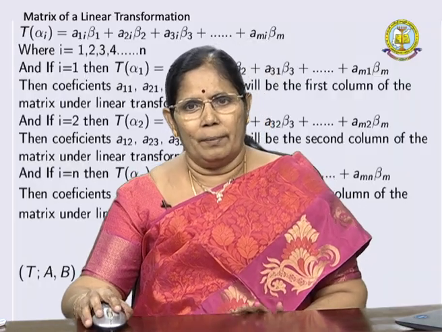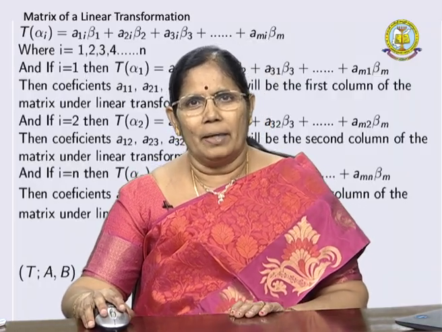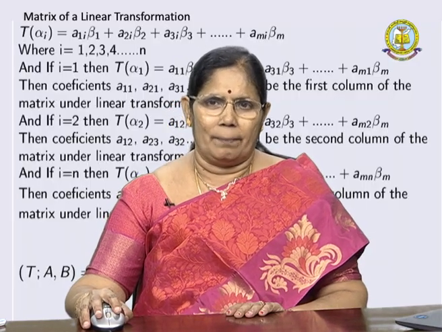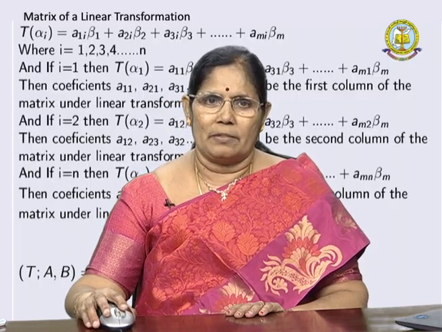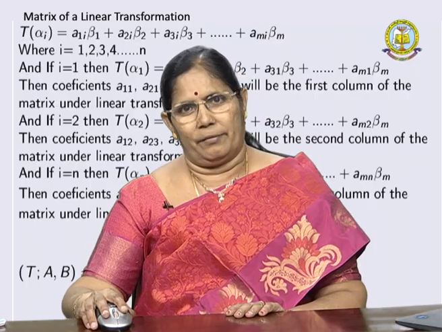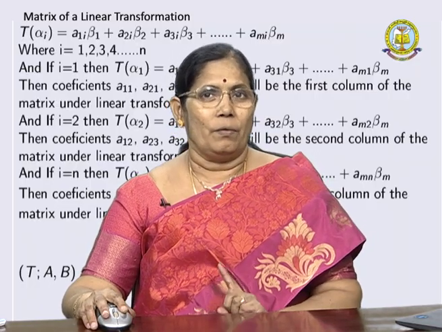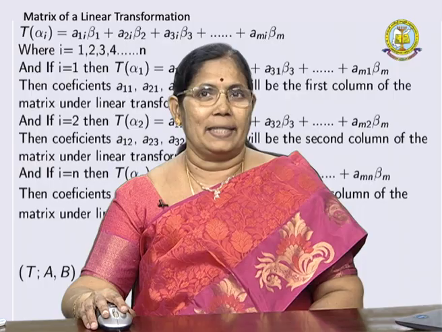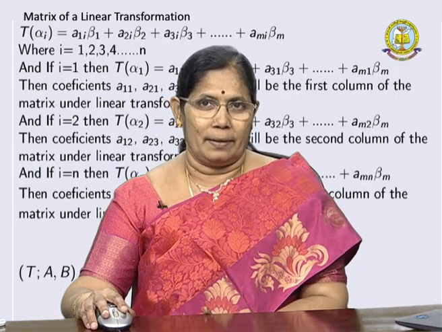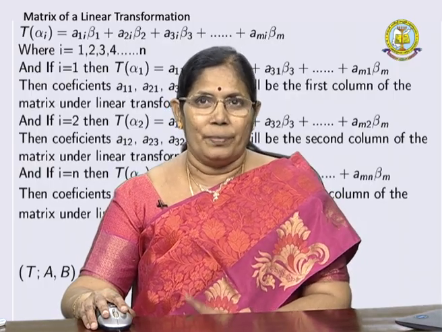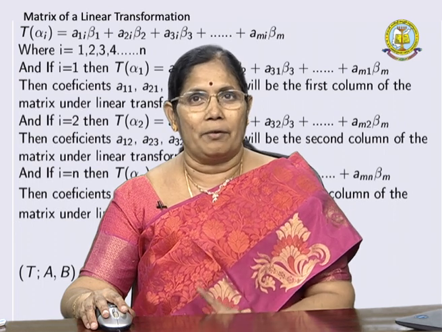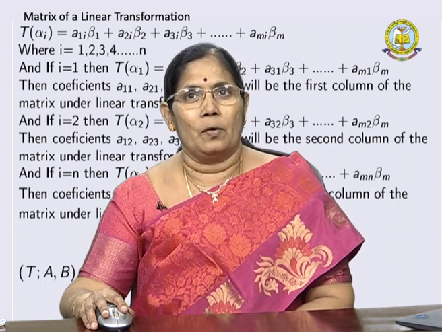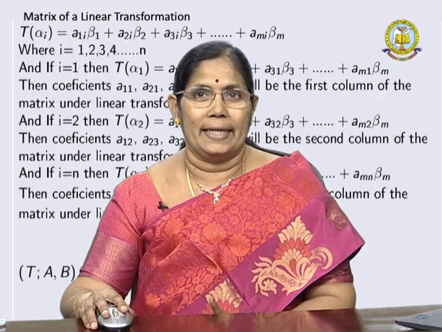B equals alpha 1, alpha 2, etc., alpha n, and B dash equals beta 1, beta 2, etc., beta m, be two ordered bases for U and V respectively. We know from the earlier lesson that there exists a linear transformation T from U to V such that T of alpha equals beta, and also we know that it is a unique linear transformation.